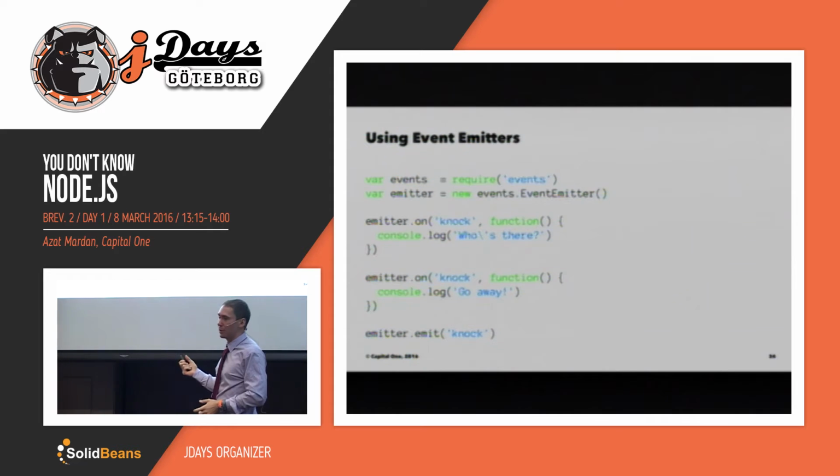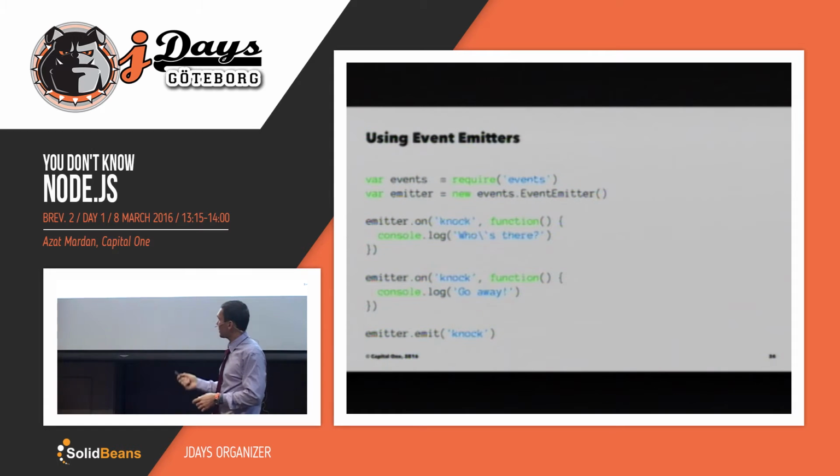And what we need to do is instantiate that object and save it into emitter. And that's pretty much it. Now we're ready to attach some event listeners. And knock, it's just some custom event I came up with. It could be anything. So basically it's just a string, that's the name of the event. And then we have the callback. So the idea here is you're telling it, okay, when this event happens, go ahead and execute this callback, go ahead and execute that logic.